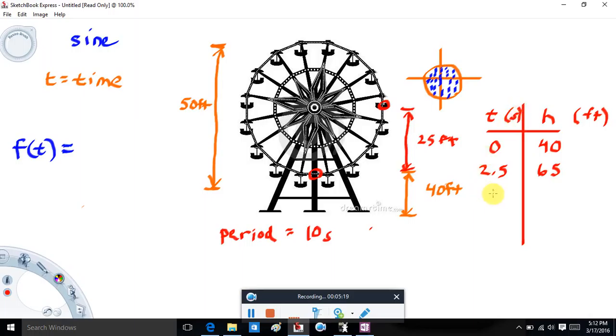Okay, halfway through, we know the person's right here. They're going to be the full distance from the ground, including the diameter and the height of the wheel itself. So it's going to be a total of 90 feet. Right? This is 40, that's 50, that makes 90. Three quarters of the way through, at 7.5 seconds, we know that the person is back at the same height they were at a quarter of the way through, so 65 feet.